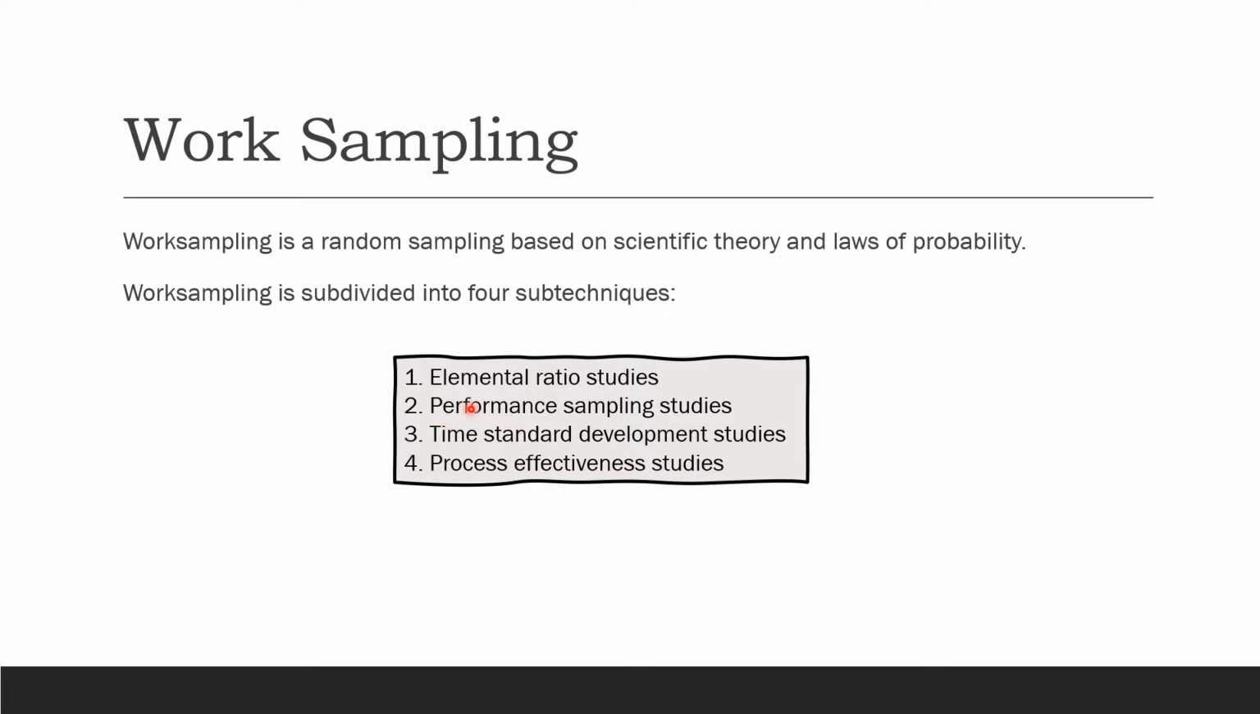And work sampling is subdivided into 4 sub-techniques. One is elemental ratio, the second one is performance sampling, the third one is time standard development, and the fourth one is process effectiveness. And they're all studies because we are recording an operator's action, all the operation.